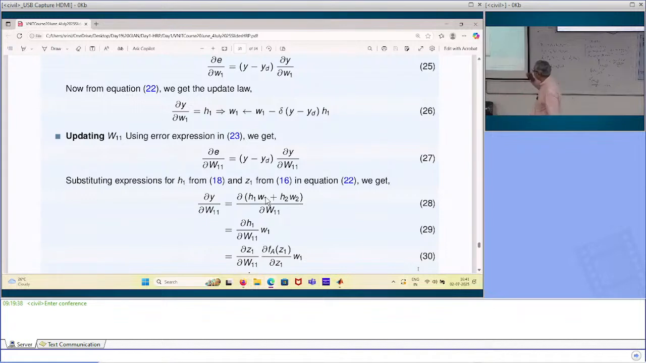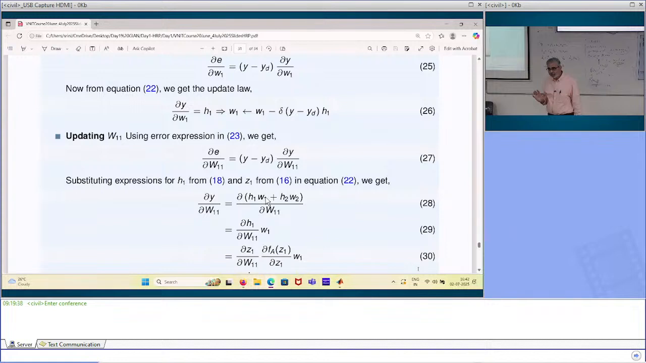So that's available to us. So this error is available to us. H1 is available to us, right? Because H1 is this. There is a definite process to find H1 given X1 and X2. H1 is available to us. So now we can use 26, right, to update W1.